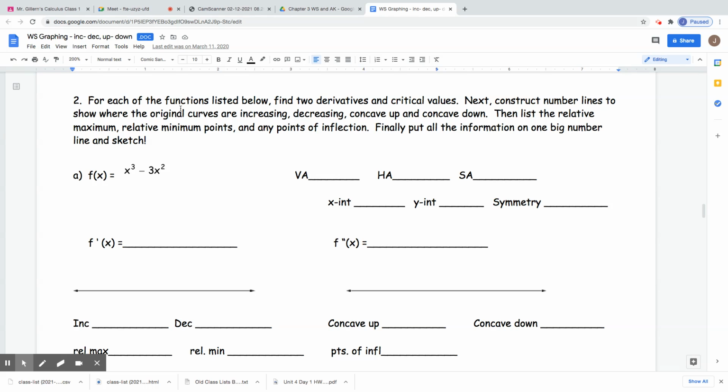All right, so for each of the functions listed below, find the derivatives and the critical values. Next, construct number lines to show where the original curves are increasing, decreasing, concave up, concave down, then list the relative max, min, points of inflection. Finally, put all the information on one big number line and sketch.